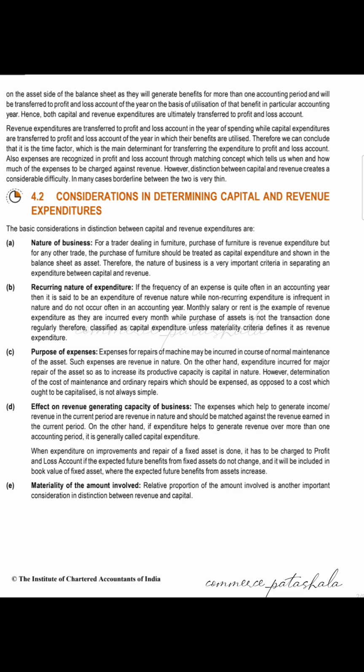If you treat small amounts also as assets, capitalize them and depreciate them every year, then the accounting will get complicated. That's the reason why we take assets with small amounts directly into the P&L account and treat them as revenue expenditure, even though they give benefit for more than one accounting period.